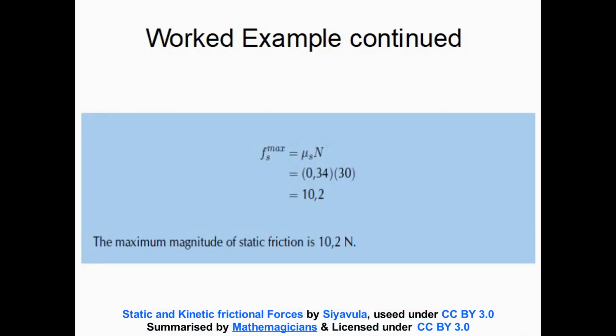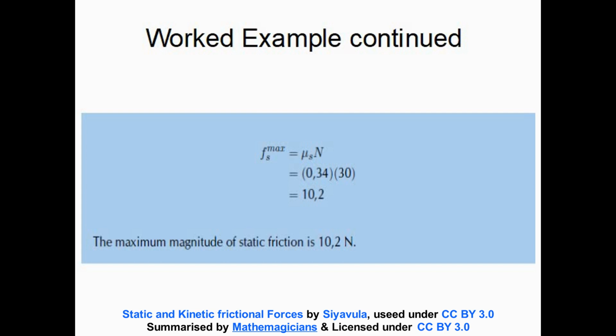We simply plug it into the formula, so Fs max is equal to 0.34 times 30, and that gives us an answer of 10.2 newtons. That is the maximum magnitude of static friction. I hope everyone understands, that's a very simple example. In the next video I will be doing an exercise which will deal with more intricate questions using maximum static friction, but for now that is just the basics for calculating maximum static friction.